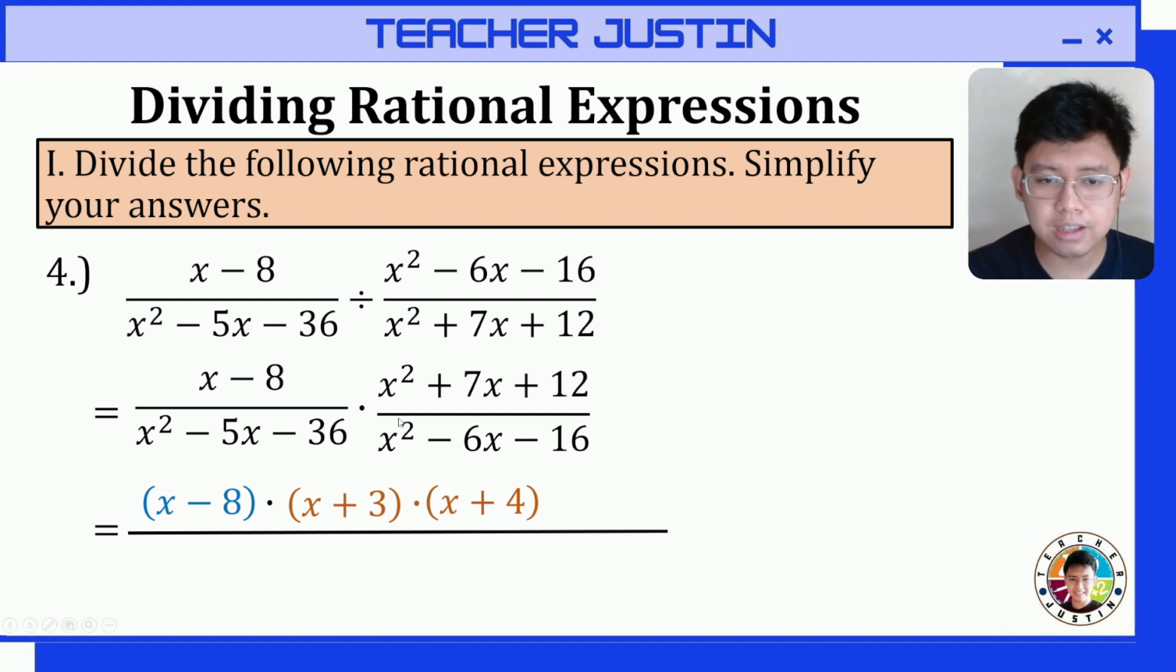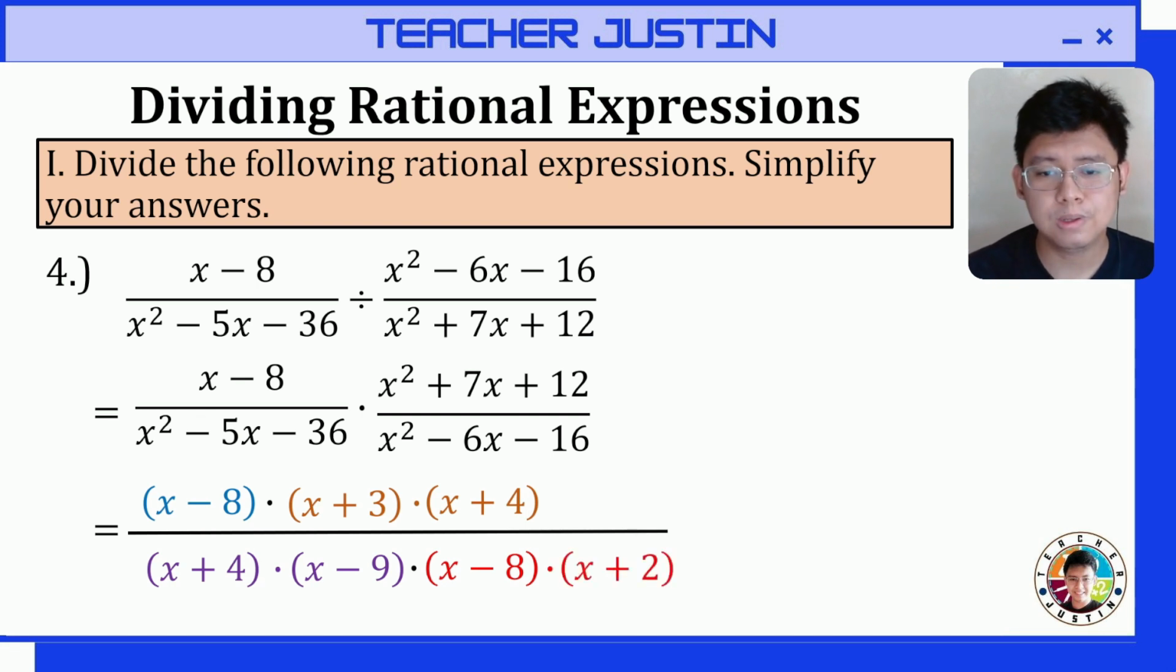Now, let's go to the denominator. Let's factor x squared minus 5x minus 36. That will give us x plus 4 and x minus 9. Now, let's factor x squared minus 6x minus 16 again. That will give us x minus 8 and x plus 2. So, now we have factored all our numerators and denominators.